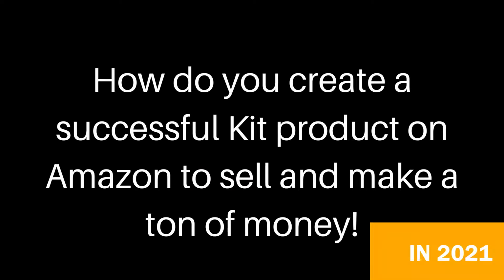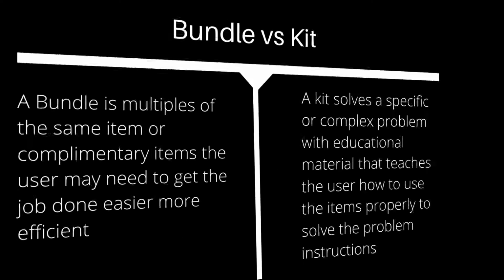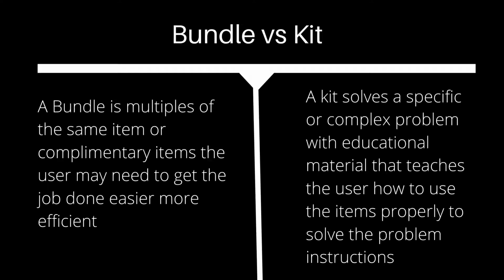So, how to create a successful kit product on Amazon and sell and make a ton of money. The first thing I want to distinguish is the difference between a bundle and a kit. Sometimes there might be some confusion, and these are two different strategies that you can use when you're creating your product. It's all about uniqueness and differentiation.